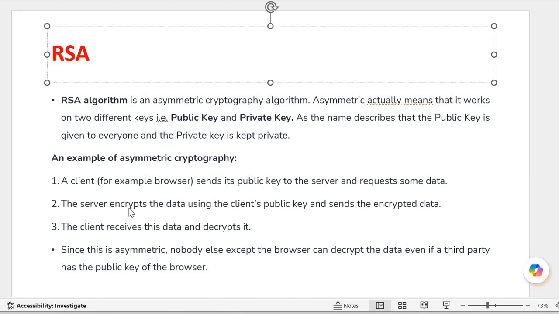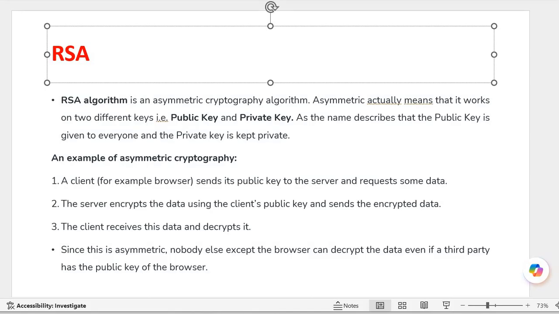An example of asymmetric cryptography: a client, for example a browser, sends its public key to a server and requests some data. Before sending the data, the server will encrypt it using the client's public key and send the encrypted data. The client then receives the data and decrypts it with its private key. That is an example of the scenario we generally use in asymmetric cryptography.